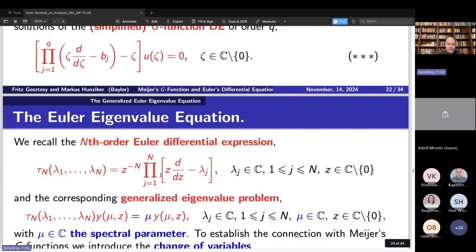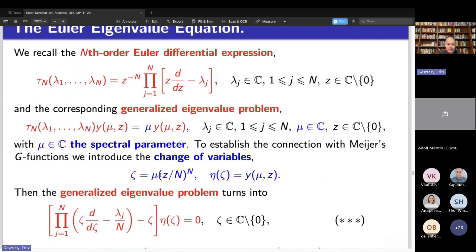Now let me make the connection to the Euler differential expression. So I'm introducing a symbol now, tau n, for this object on the right-hand side. Just it's convenient. I did this also at the very beginning of this talk. So z to the minus n and then z d/dz minus lambda j is my nth Euler differential expression that depends on these complex parameters, lambda 1 all the way to lambda capital N. And now I'm going to look at the generalized eigenvalue problem, as I promised at the very beginning. So we look at this differential expression on y producing a multiple mu times y.